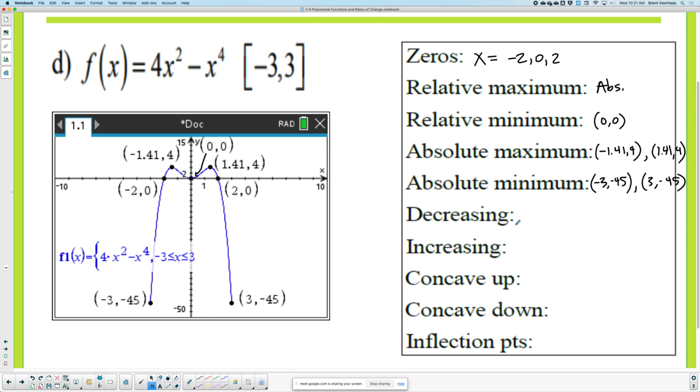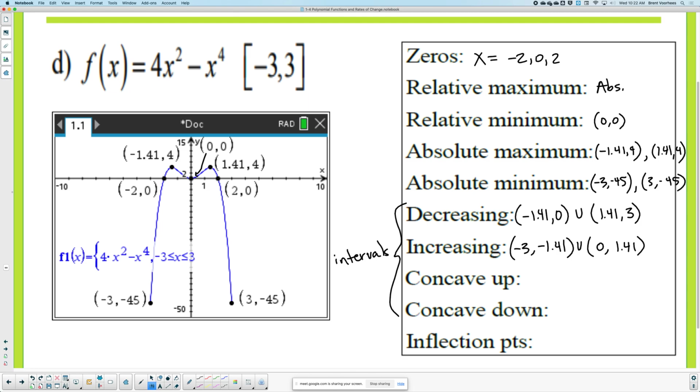Where is the graph decreasing? I see 2 intervals where it's decreasing. Nah, it's increasing still right there. It's from the maximum. It's from negative 1.41 to 0. Good. And remember, these are intervals. Union. Good. Negative 1.41 to 3. Got it. That's the decreasing. Where is it increasing? You got it that time. Yeah, good job. And then it's increasing from this minimum to this maximum. From 1.41. All right, good.